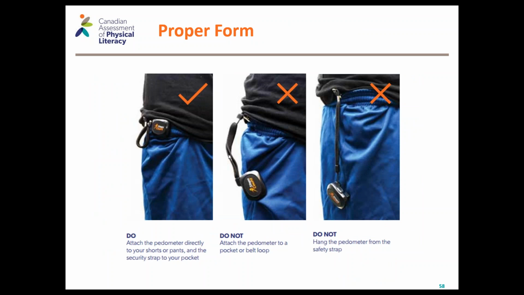Sorry guys, all right, so this is the proper form of wearing a pedometer. The one on the left is actually correct. You want to make sure the child has the pedometer on the right side of their waist, making sure it is attached to their shorts or pants, and the security strap is attached as well.